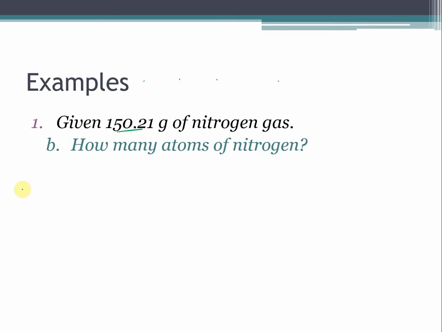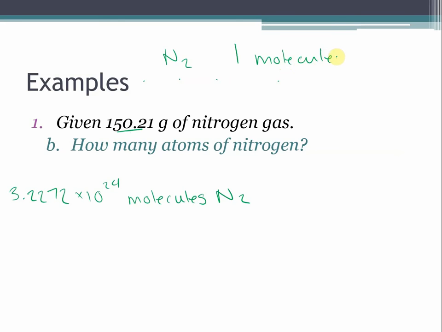You want to work it out again? Great, that's more practice. So we've got 3.2272 times 10 to the 24th molecules of N2. And as the formula implies, for every one molecule, there are 2 atoms. So we will take what is now our given, we will multiply it by a fraction. What goes up must come down. Molecules of N2 in the bottom.